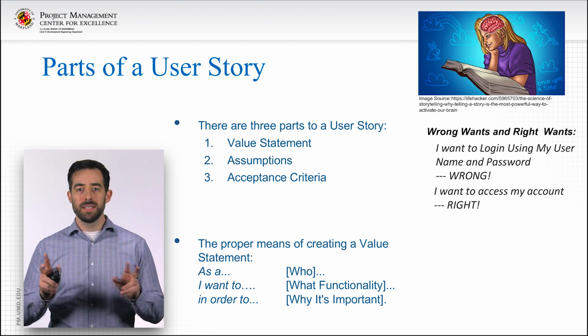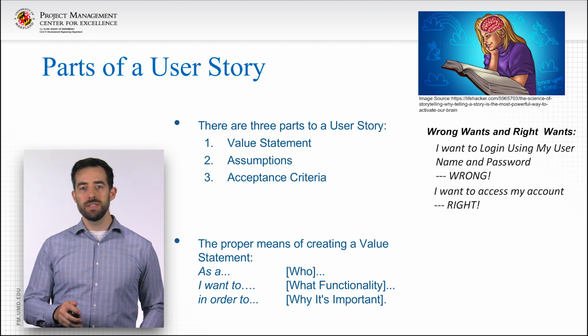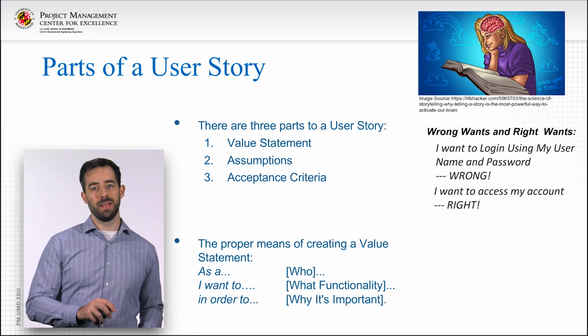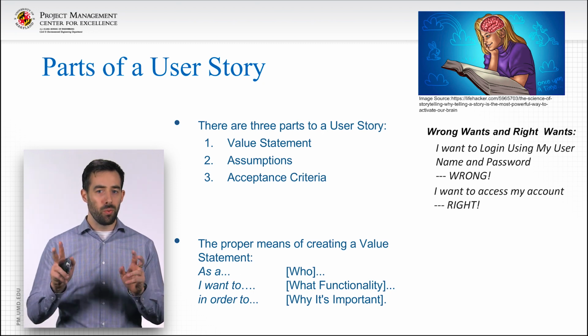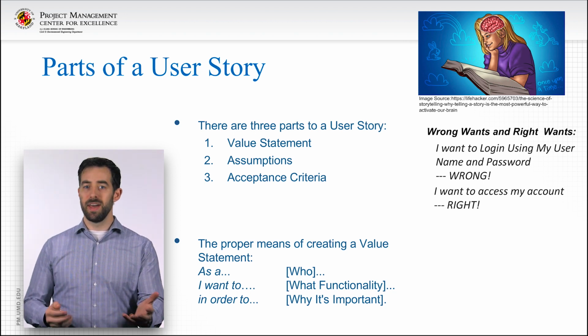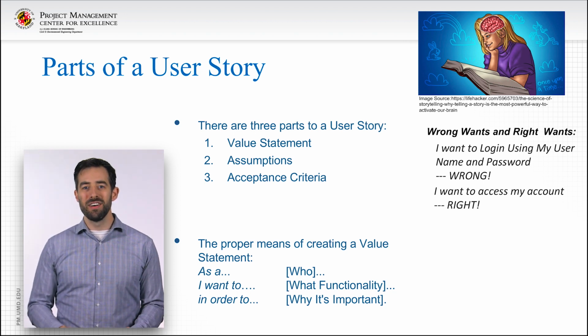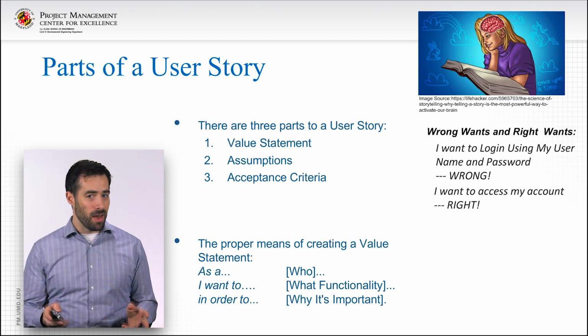Lastly, the why it's important is a critical failing of most user stories. This is true for experienced and beginning Scrum teams. The easiest trap is to simply restate the what in another way, such as, I want to log in to access my account. As stated above, the proper what in the statement is access my account.